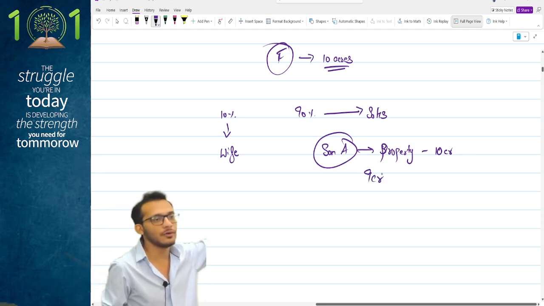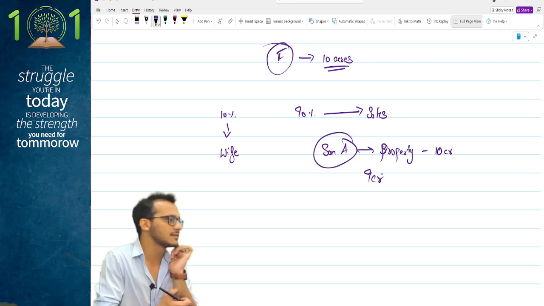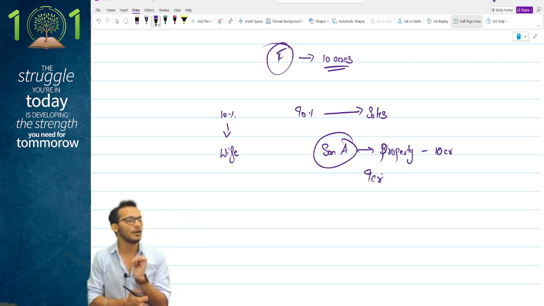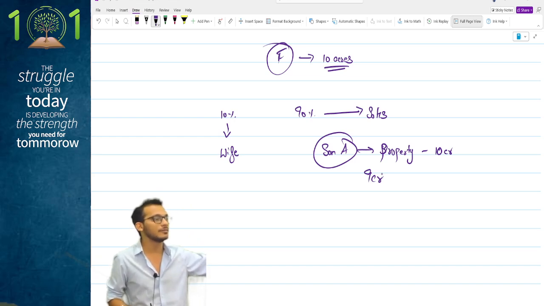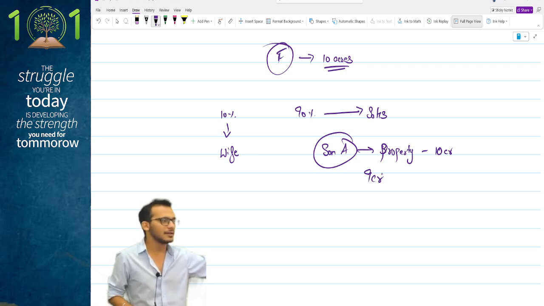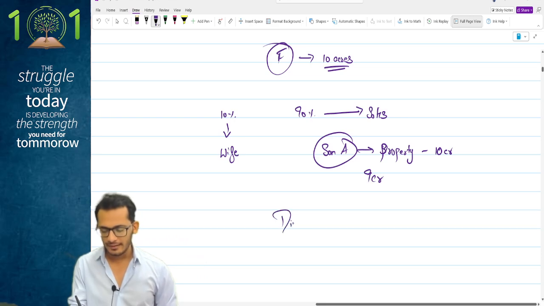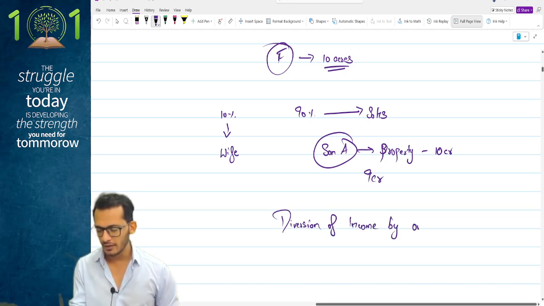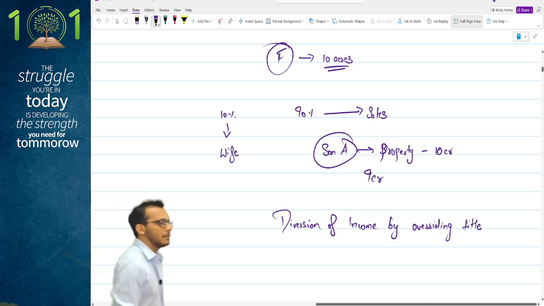Understand, the agreement does not clarify who will get how much. They say the balance 90%, anyone can have. Therefore, son A decided to keep the balance 90%. In this case, the assessing officer can only tax son A for 9 crores. The balance 1 crore will be taxable in the hands of his mother, son A's mother. This is called diversion of income by overriding title.